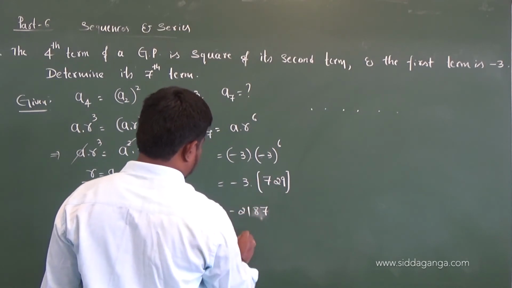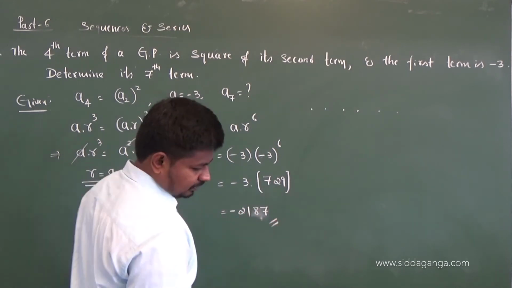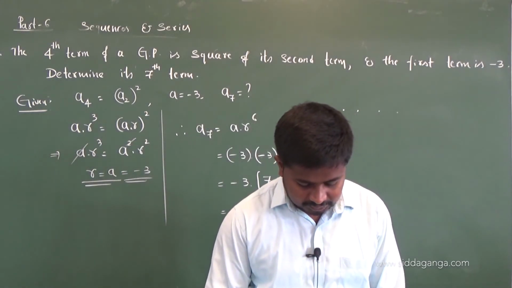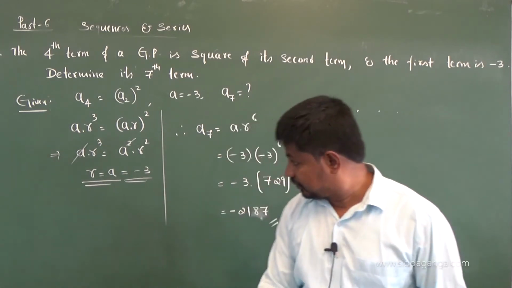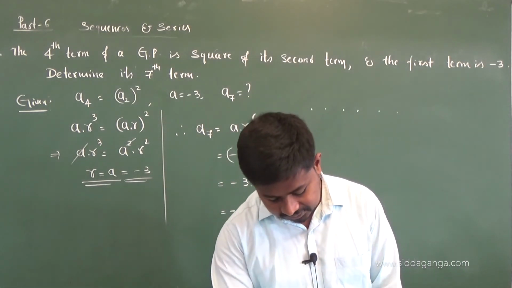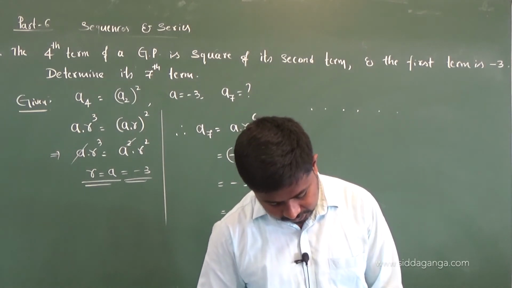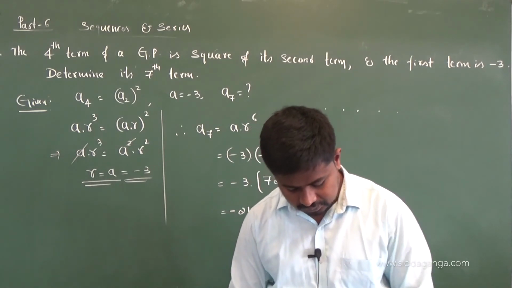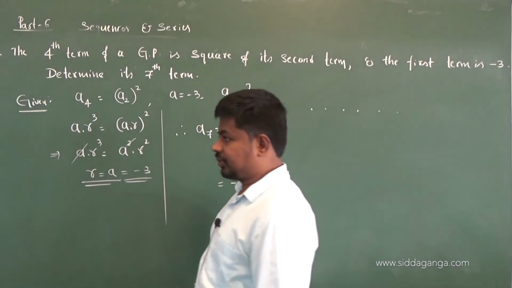So minus 2187, right? So minus 2187 is your answer. What is that? Seventh term. So the seventh term of this GP is minus 2187. Okay, so this is how to find the seventh term.